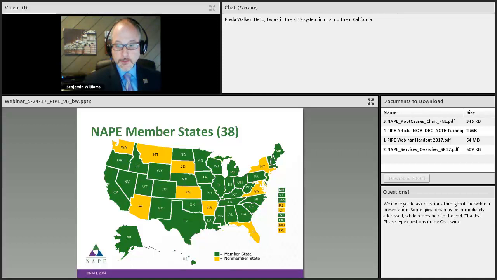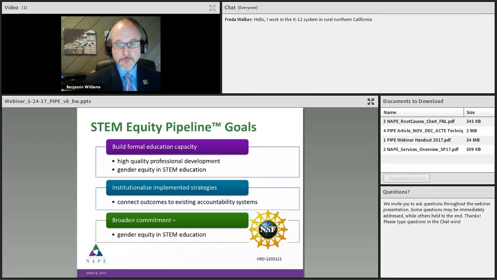As you can see, there are 38 state members and opportunities for those who are not yet members to engage with NAEP. And if you want to learn more about membership with NAEP, you can click on our website, napequity.org, and click on the membership information. We're happy to provide additional information to you as well.